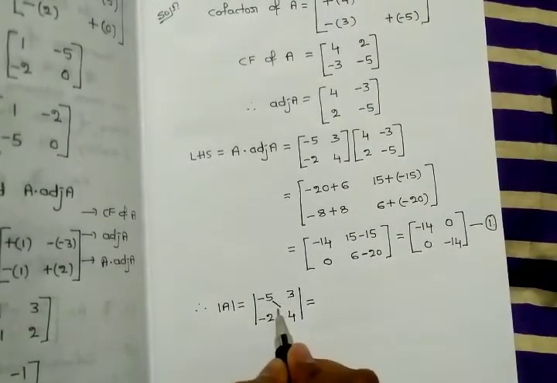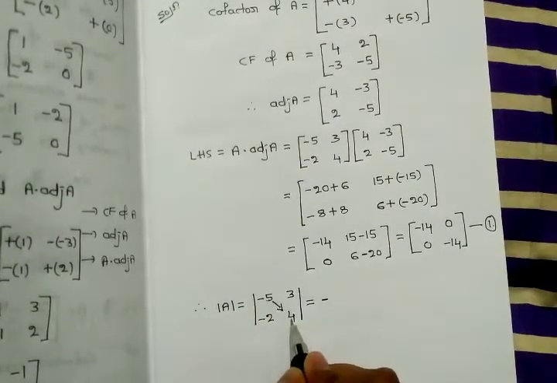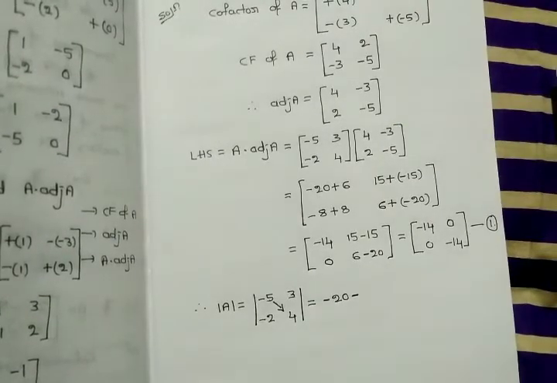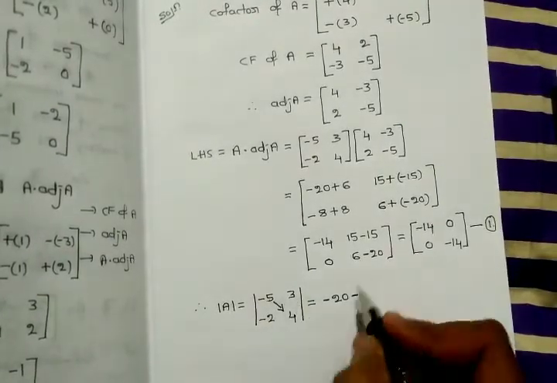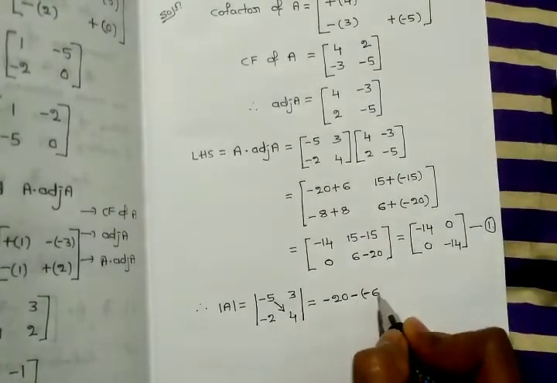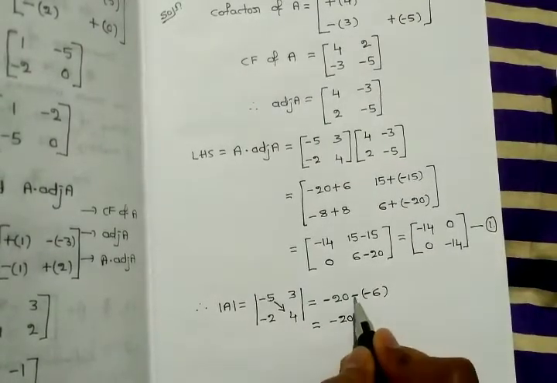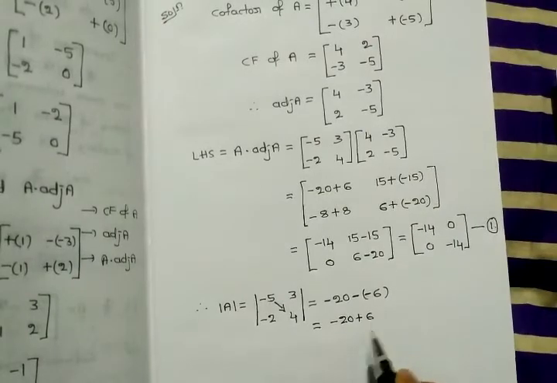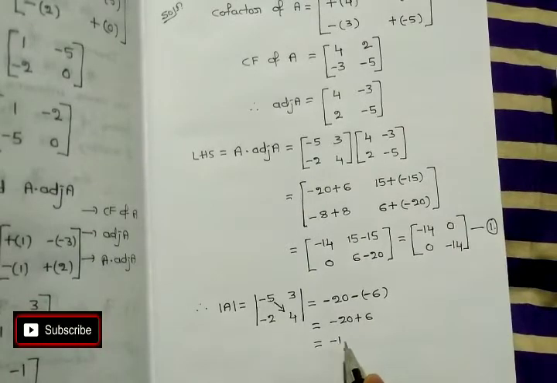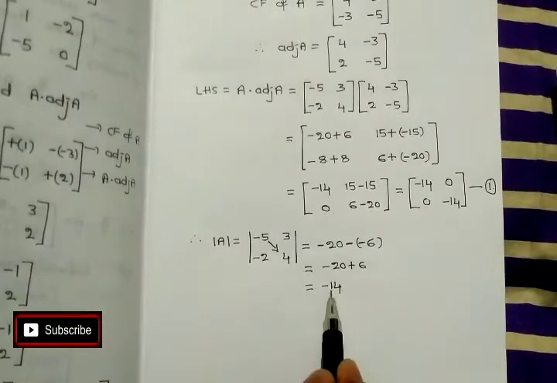So cross multiplication. Minus into plus is minus, 5 into 4 is 20. Middle always which sign will come? Minus. Next, minus into plus is, keep it in bracket, minus, 2 into 3 is 6. So which is equals to minus 20 as it is, minus into minus is plus 6. So which is equals to minus 20 plus 6 is how much here? Minus 14. You got determinant of A value.